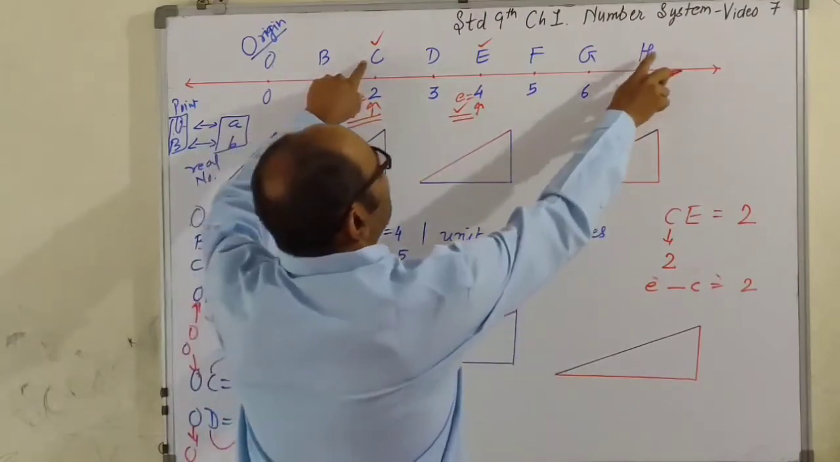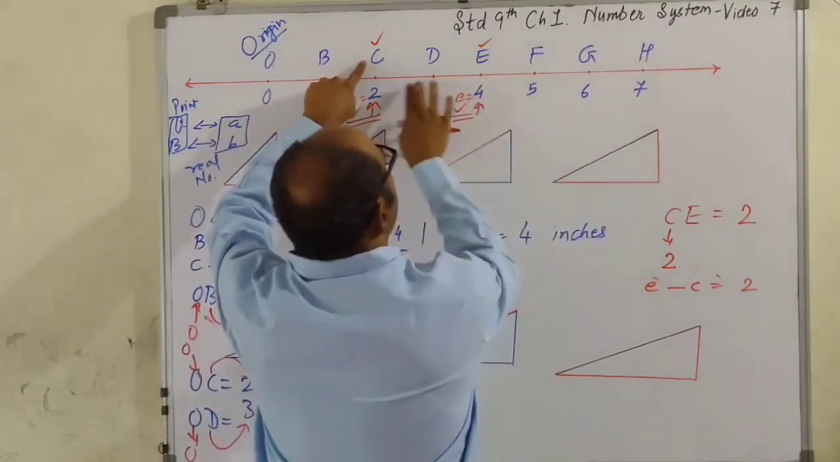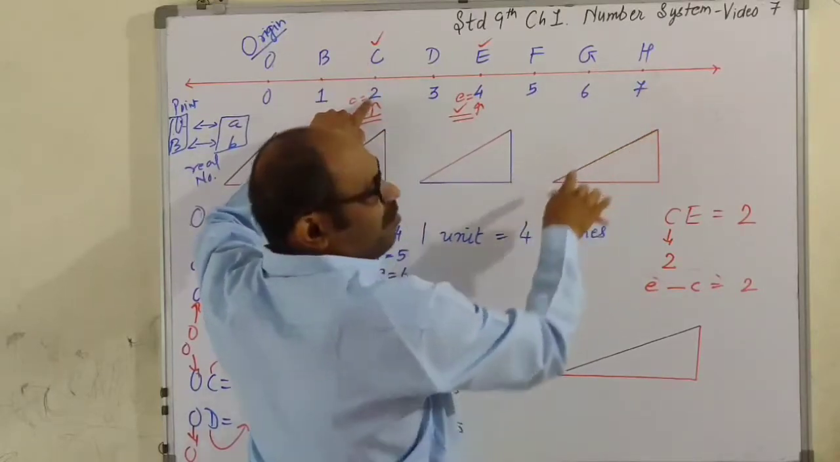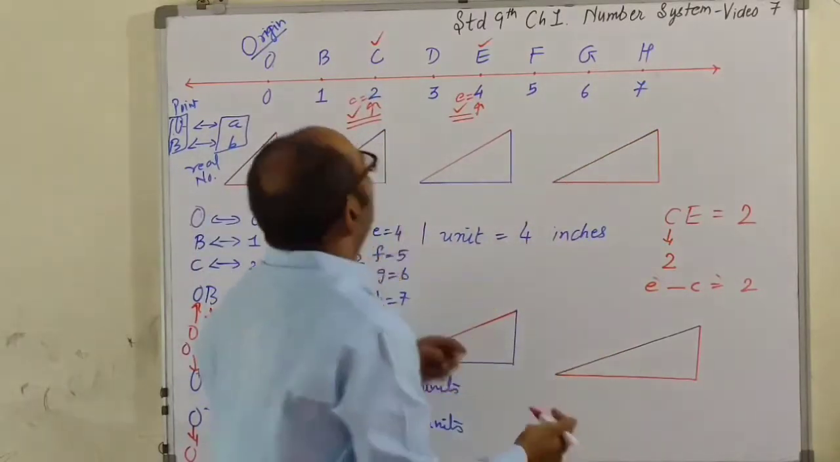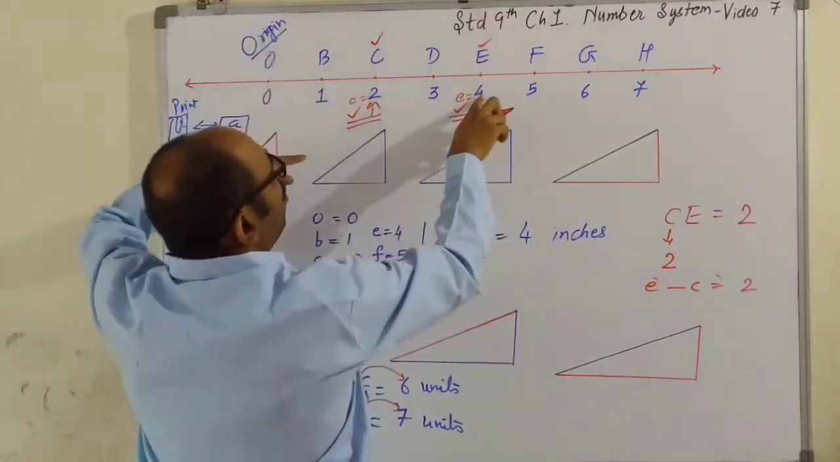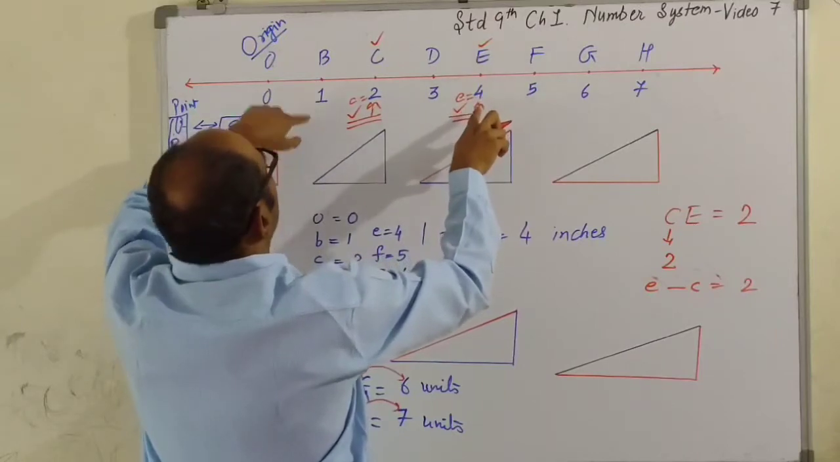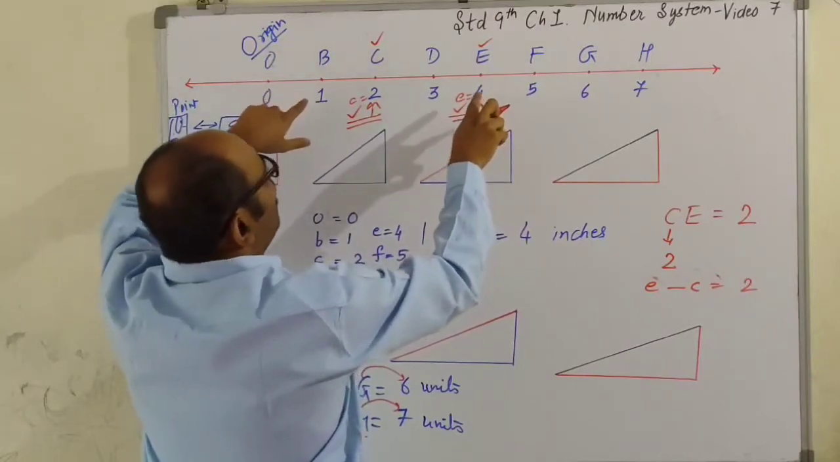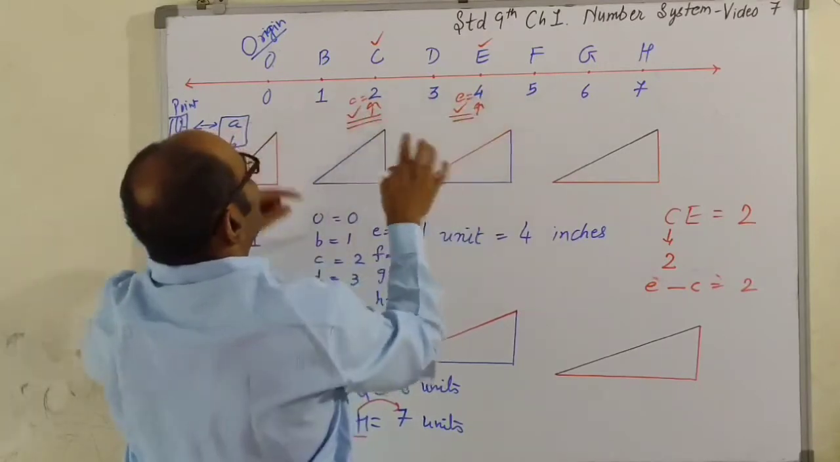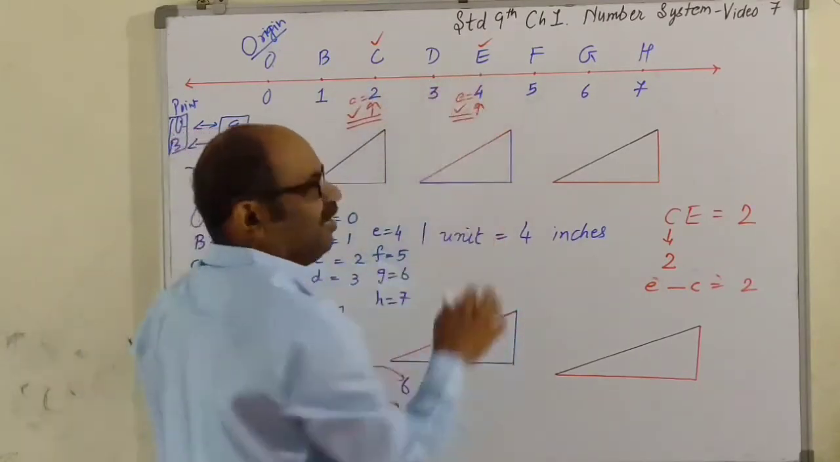What is the distance between C and H? 1, 2, 3, 4, 5 units. Bigger number 7 minus smaller number 2, 5 units. What is the distance between B and E? 4 corresponds to E, that is larger. 1 corresponds to B, that is smaller. The positive difference between these two numbers, 4 minus 1, that is 3. So 1 unit, 2 units and 3 units.